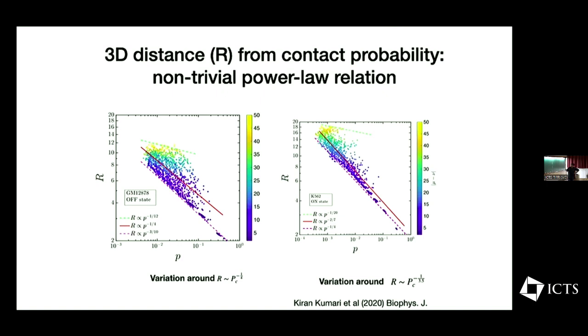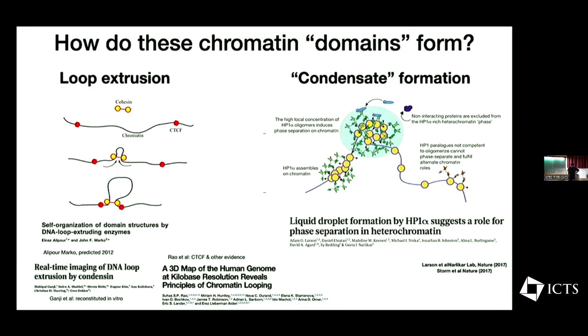So we do get this relation between contact probability and the 3D distance. Now, given this structural information, one can ask the question about the dynamics. How do these domains form? How do these domains get organized? And there are two models.